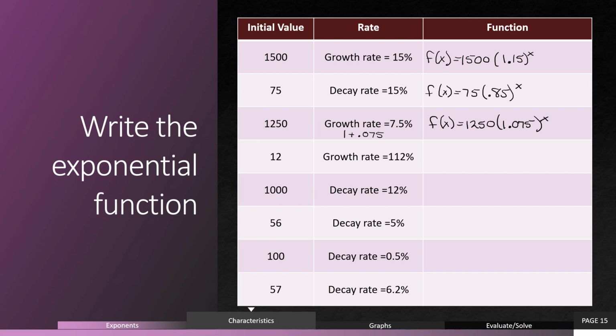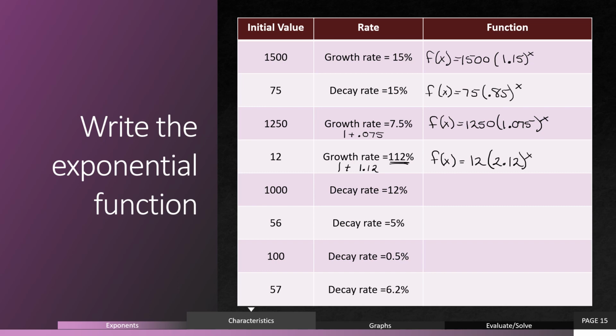Next one, we have a growth. This one also, it's still 1 plus that growth rate. It just happens to be 1.12 as a growth rate. So don't let that one mess you up. It is going to be f of x equals 12. 1 plus that is going to give me 2.12 to the x.